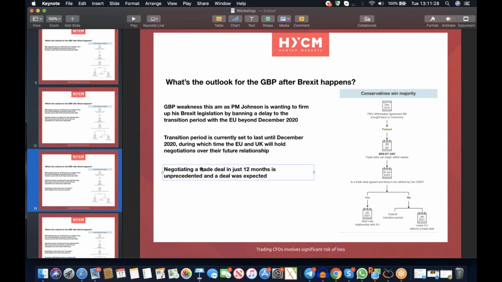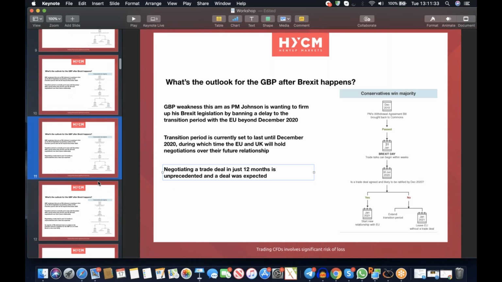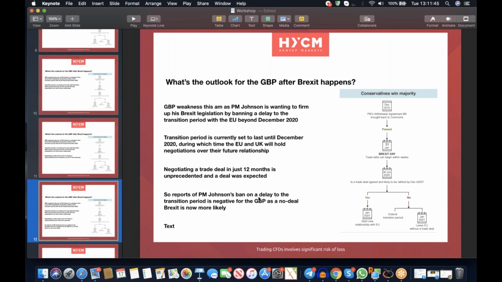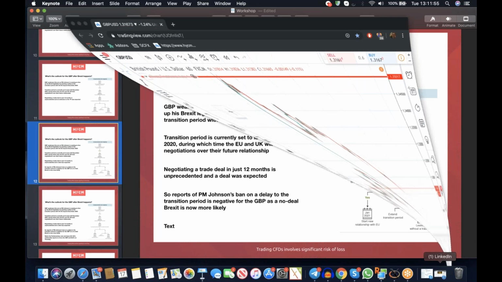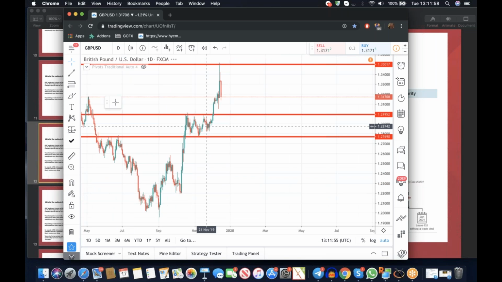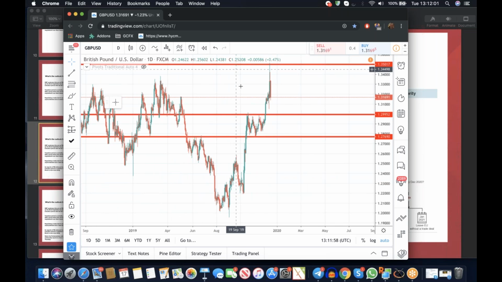So negotiating a trade deal is unprecedented, and a deal was an extension to the transition period. The transition period was expected. Right? So reports of PM Johnson's ban on a delay is negative for the pound, as a no-deal Brexit is now more likely. Okay, so that's what we're seeing, this sharp sell-off now.